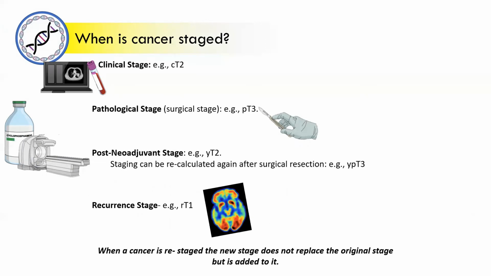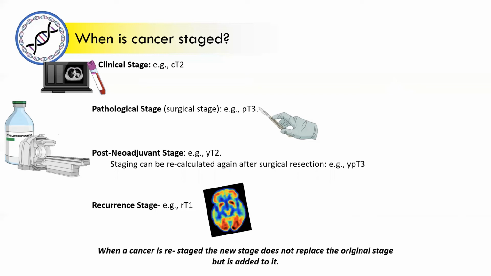Clinical stage. This is the stage given before treatment has started and is based on imaging and laboratory results. It is sometimes represented by a lowercase c in front of the TNM stage. For example, cT2.